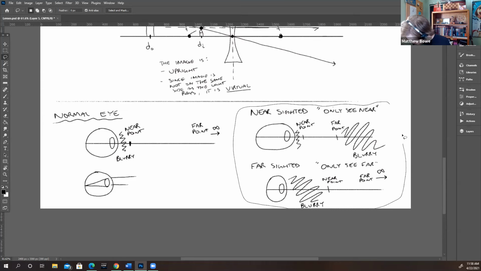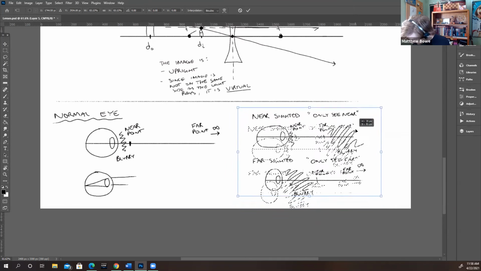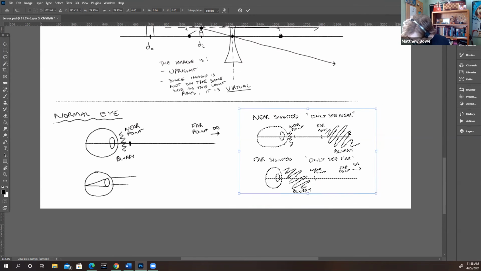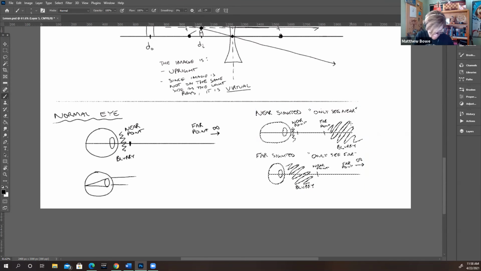Okay, so you might see terms like near point and far point. I was just hoping that these help with that, so you know what it is.